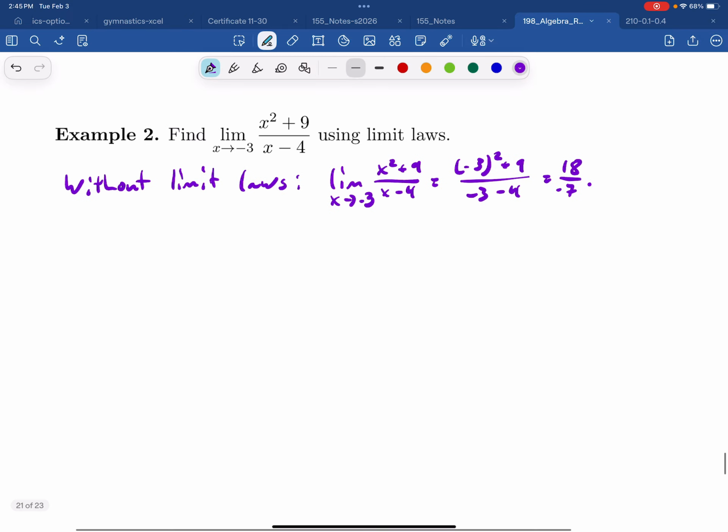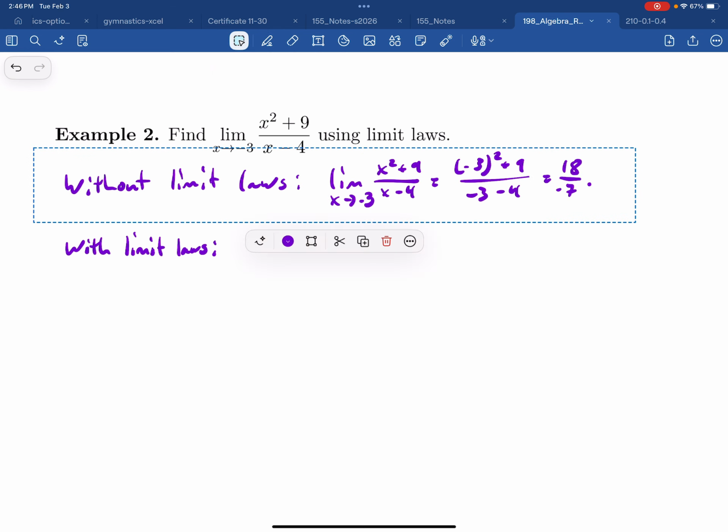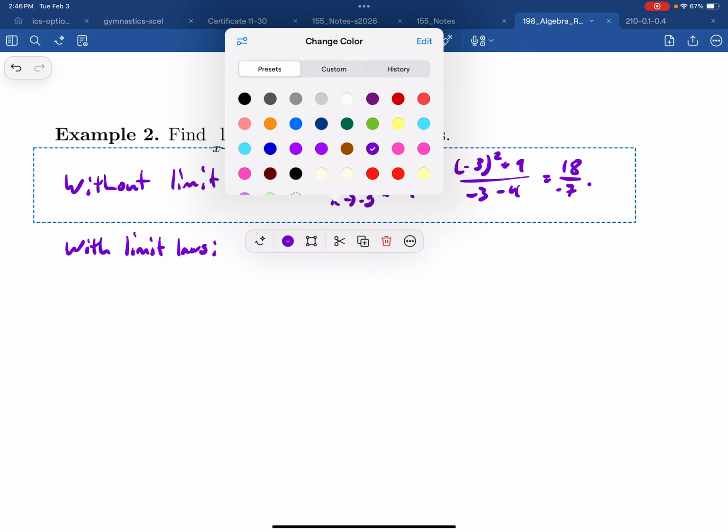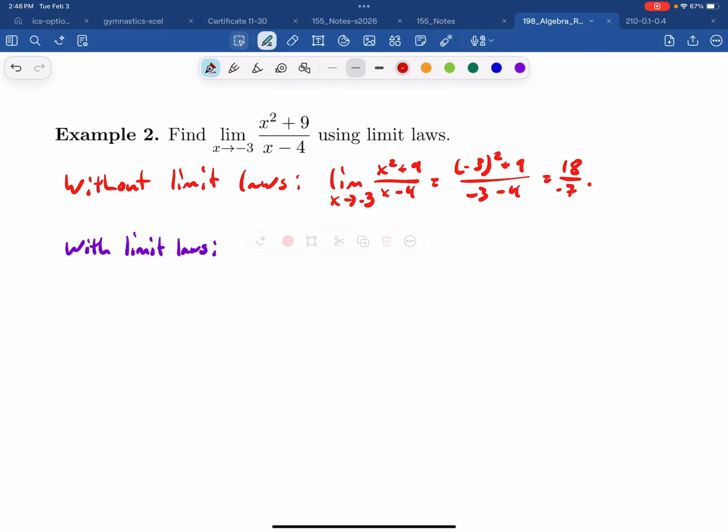With limit laws, maybe I'll even just change the color of this to red. Yeah, something like that. There we go. Right. So that's what we're dealing with. Just to point out that that's not what we're trying to do here.